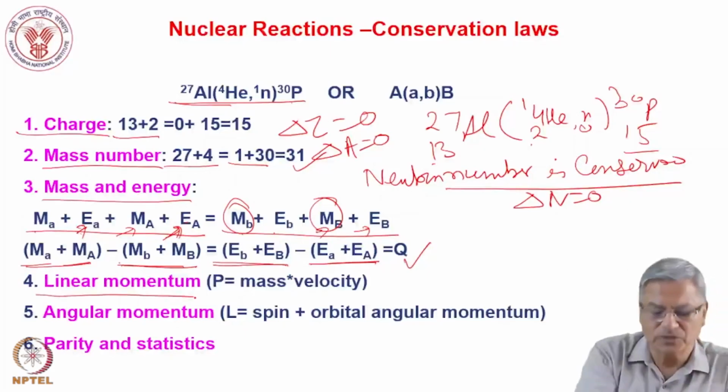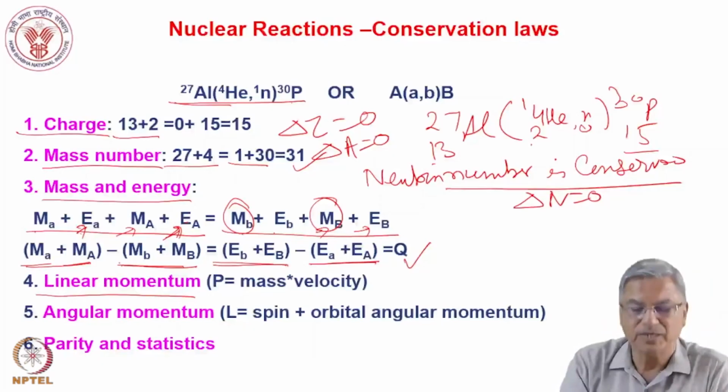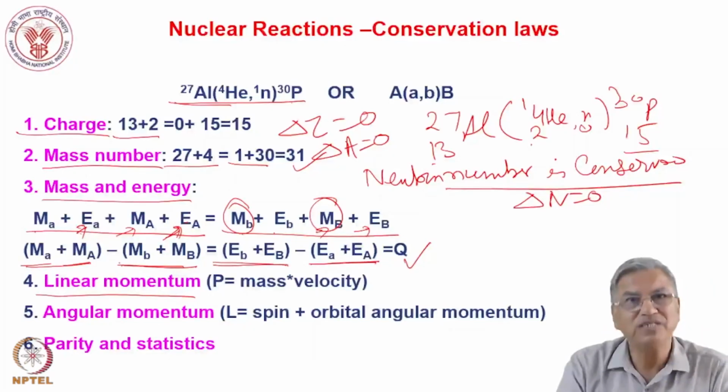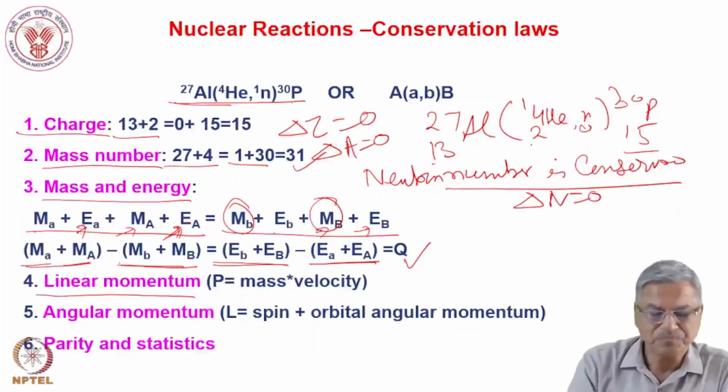Another quantity that is conserved in nuclear reactions is the linear momentum. The linear momentum is nothing but mass into velocity. And so linear momentum is also conserved, and the corollaries of this linear momentum conservation will be clear very soon, when we have the subsequent lecture.